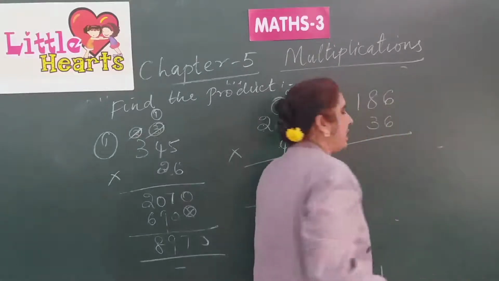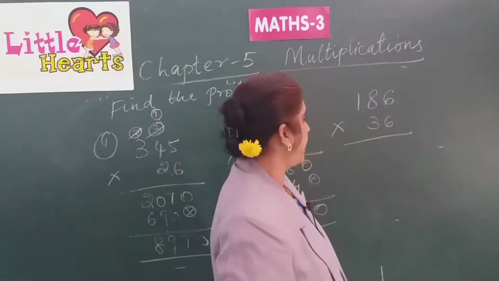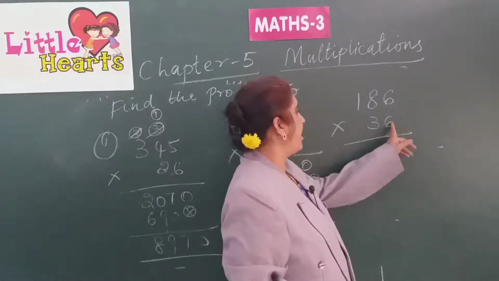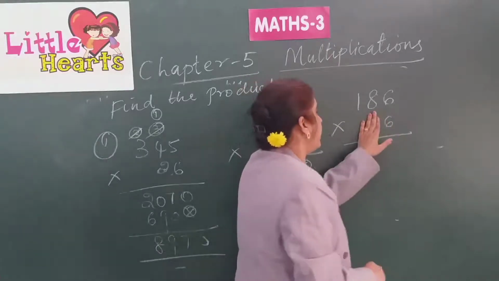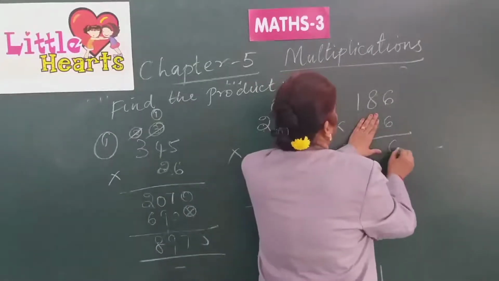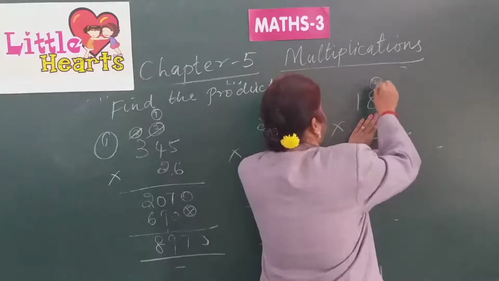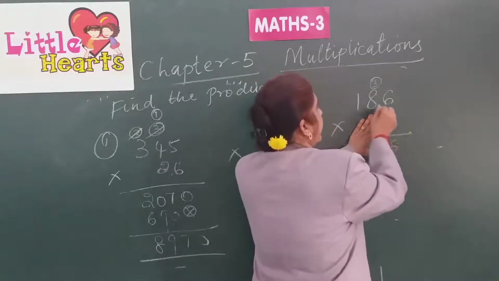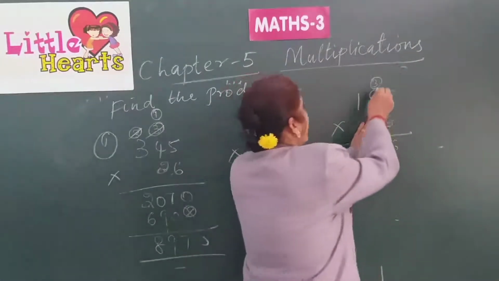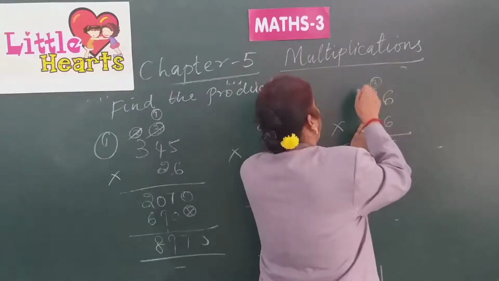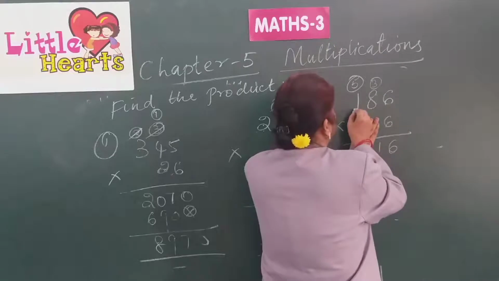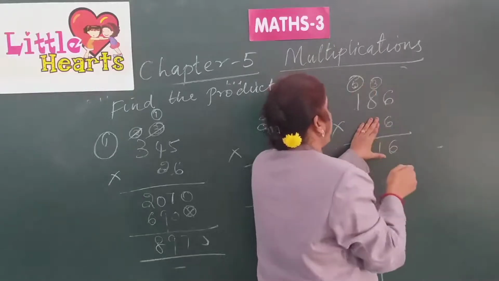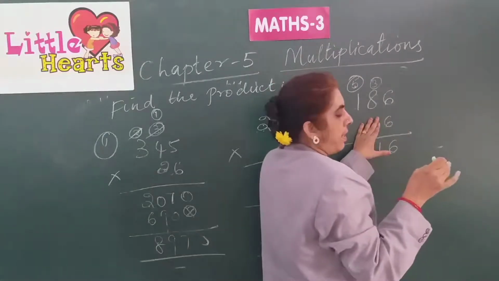186 into 36. Multiply with the ones place digit. The whole number should be multiplied by 6 first. 186 by 6. 6 sixes are 36. Carry 3 to the tens place. 6 in the ones. 6 eights are 48 plus 3, 49, 50, 51. Carry 5. 1 here. 6 ones are 6 plus 5, 7, 8, 9, 10, 11.